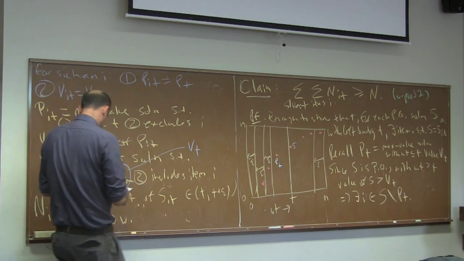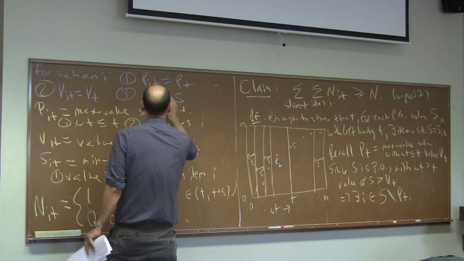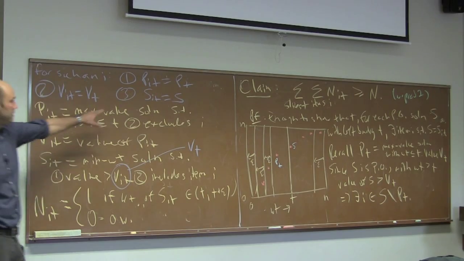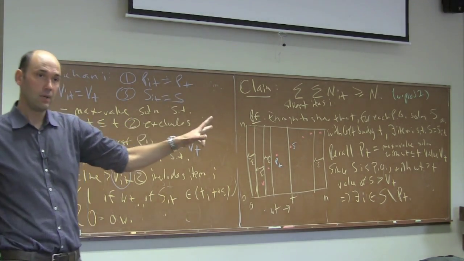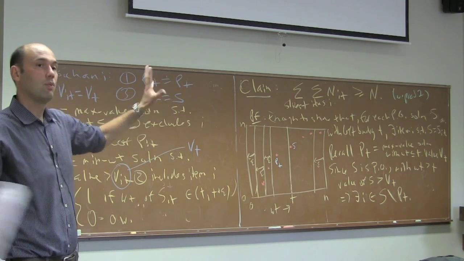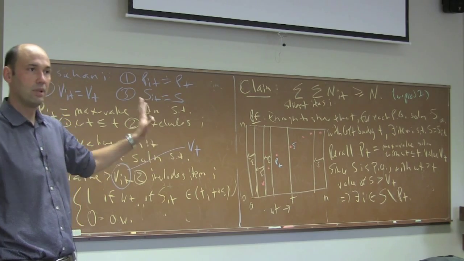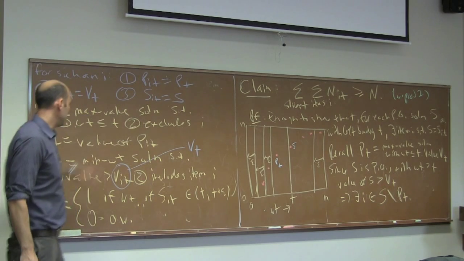Now, I claim that, in fact, SIT, the thing that NIT is counting, just equals S, the Pareto optimal solution with which we began. If I can argue 3, we're done, because then that really says this Pareto optimal solution is accounted for in the indicator random variable NIT. So why is this true? Well, let's remember what the definition of this is.